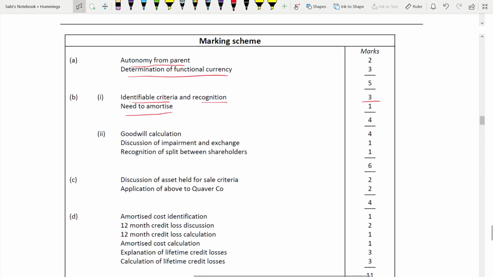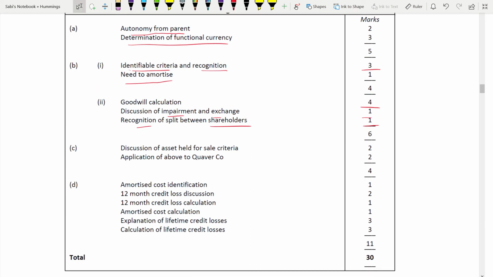Then goodwill. So goodwill calculation is 4 marks. Discussion of impairment and exchange, 1 mark. And that split between shareholders, NCI and shareholders, just 1 mark. Okay, you just have to explain. Part C, non-current assets held for sale. So discussion of assets held for sale criteria, the bullet points, is just 2 marks. And application of this to the case is 2 marks.